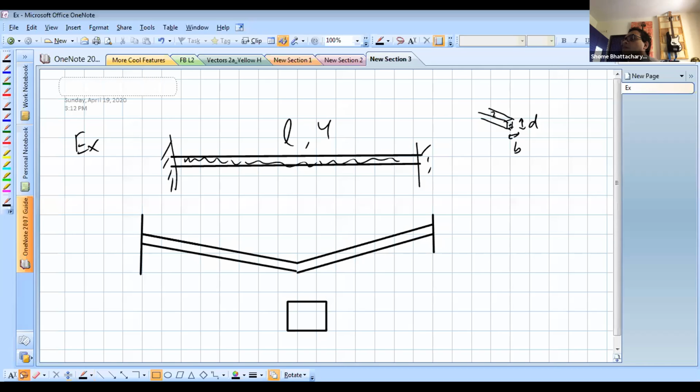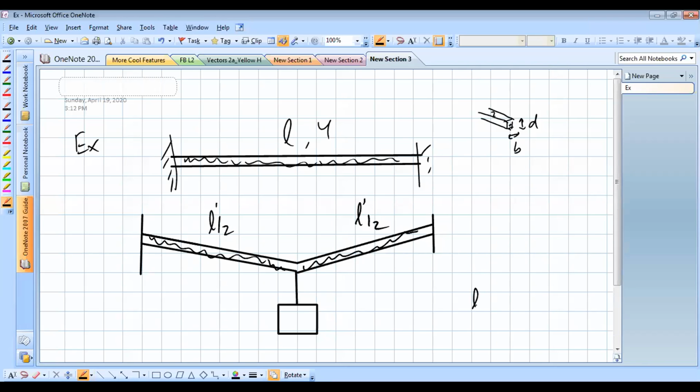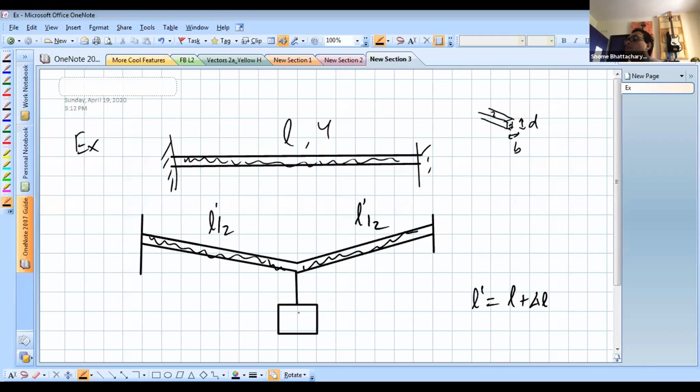That weight is, let's say, like this. We attached it with something, like a rope. Basically, what is happening now is that each of these sections is L by 2. More or less, you can say it is L prime by 2, because this would have sagged. So L prime would be equal to L plus delta L, like this. And this is a weight of W.